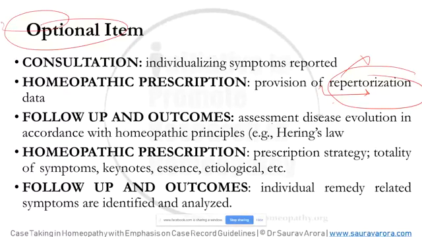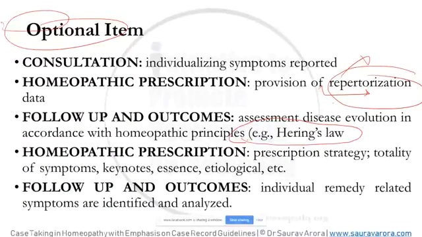Follow-up and outcomes: assessment of disease evolution in accordance with the homeopathic principle, Hering's law. You may or may not report. If you have not observed Hering's law in your case, you may not report it. The prescription strategy, the totality of symptoms, the keynote, a sense, etiology, etc. These are optional when they are present. And individual remedy related symptoms are identified and analyzed.